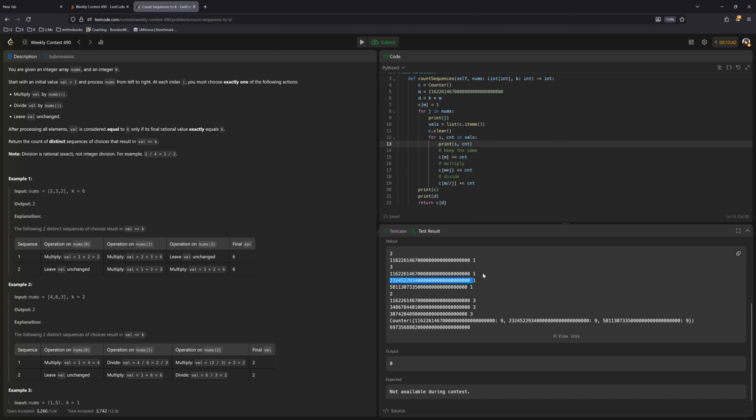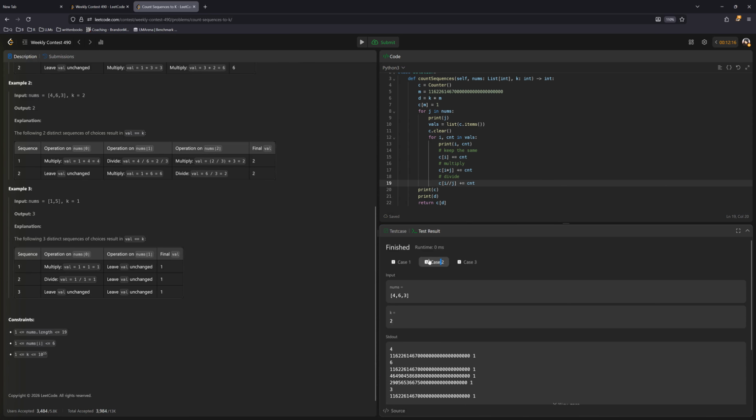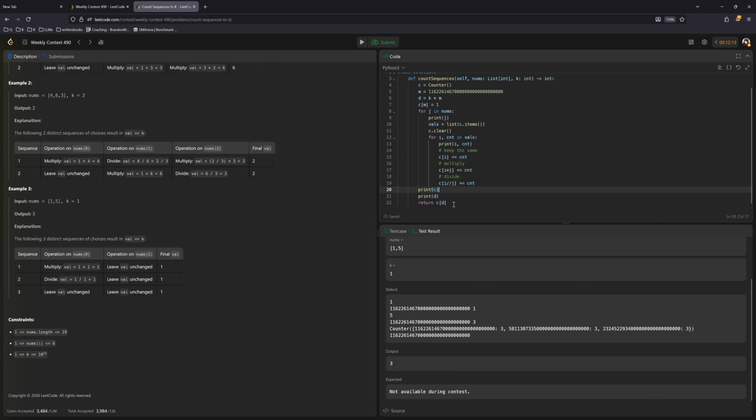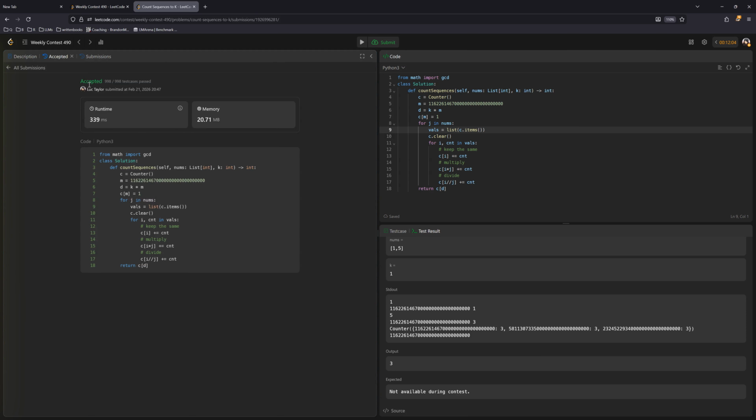I.CNT. Wait, not M. Not M. Oh, God. Okay, 2, 2, 3. Okay. Get rid of the extra prints. Submit. 998, 998, and it passed. All right, sweet.